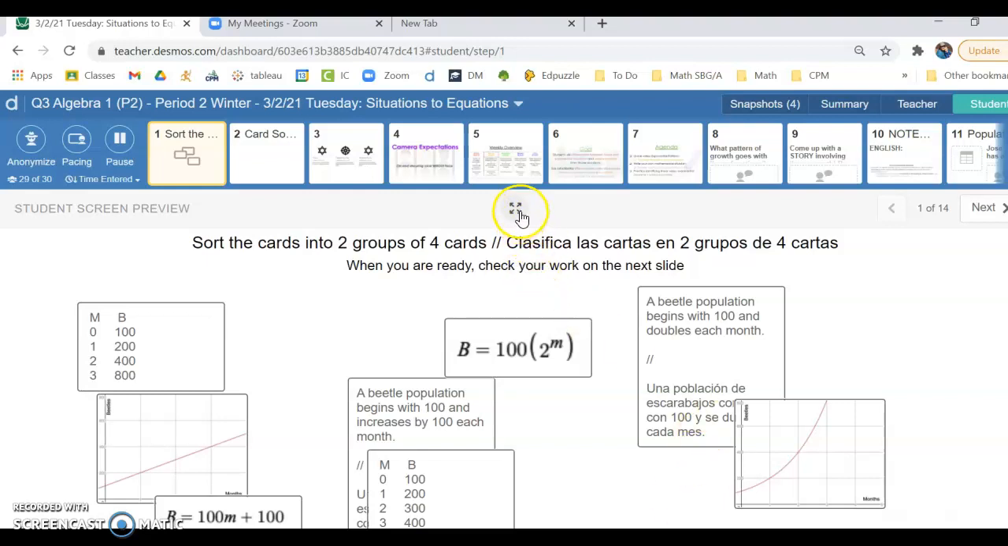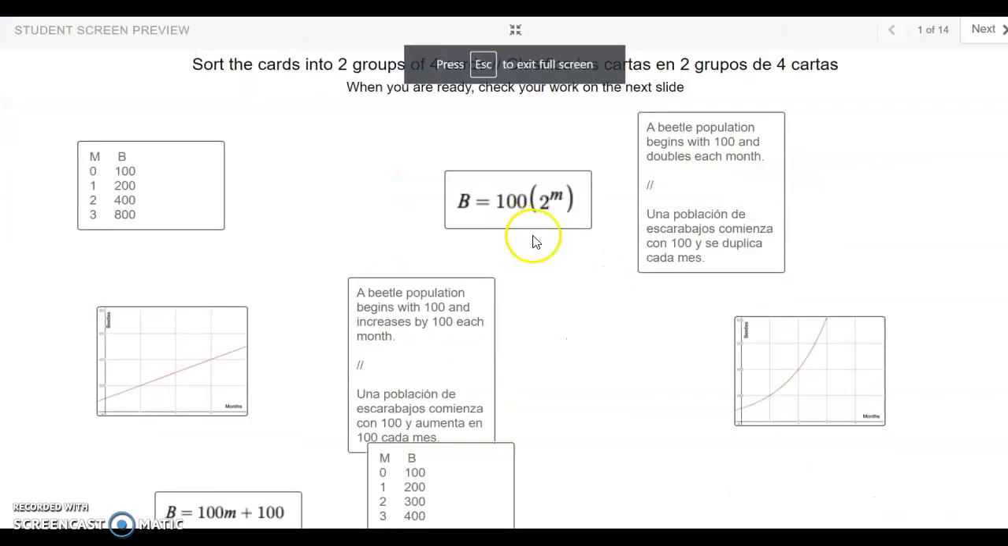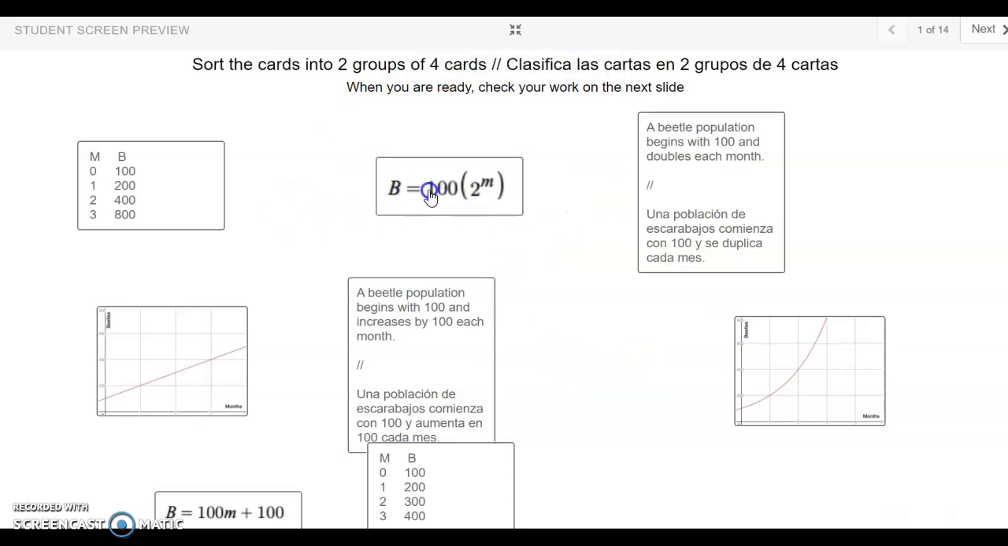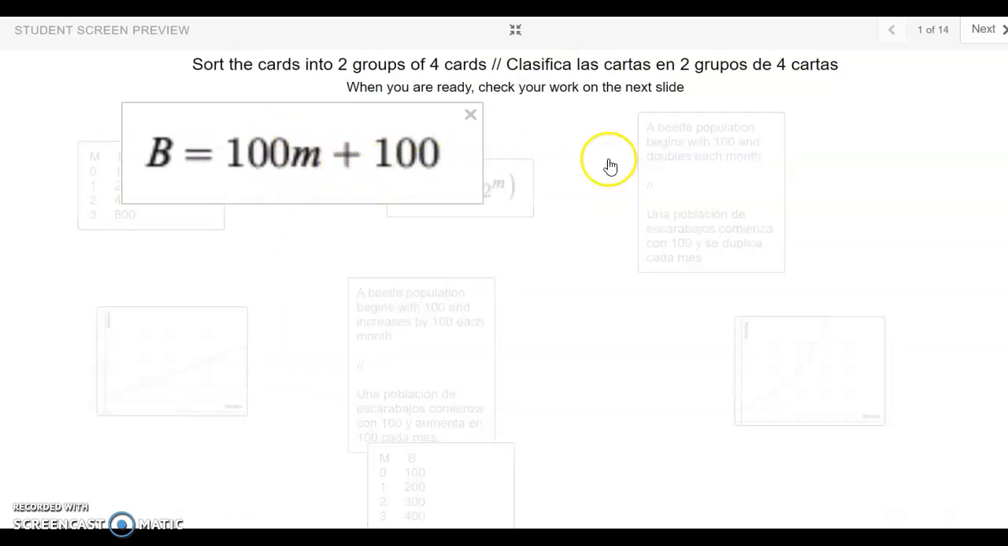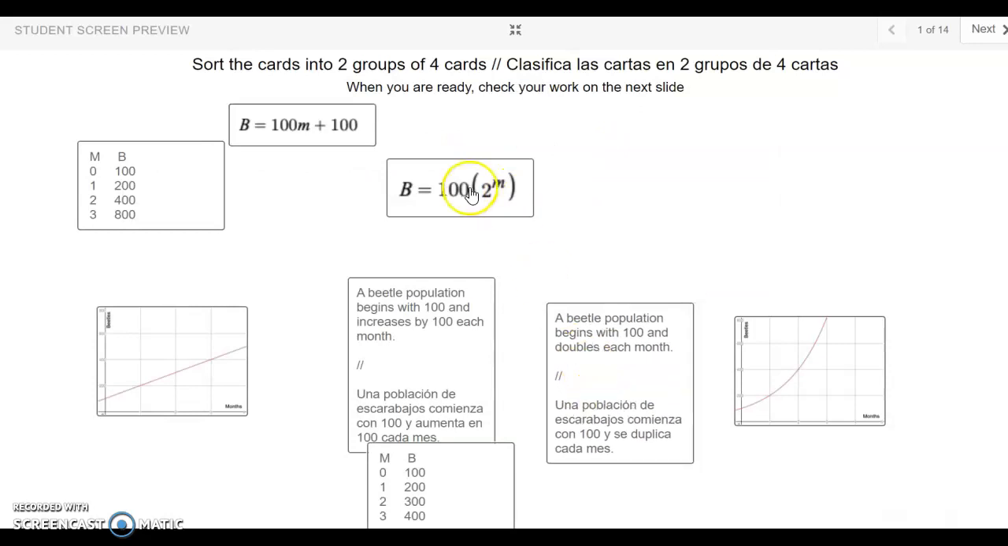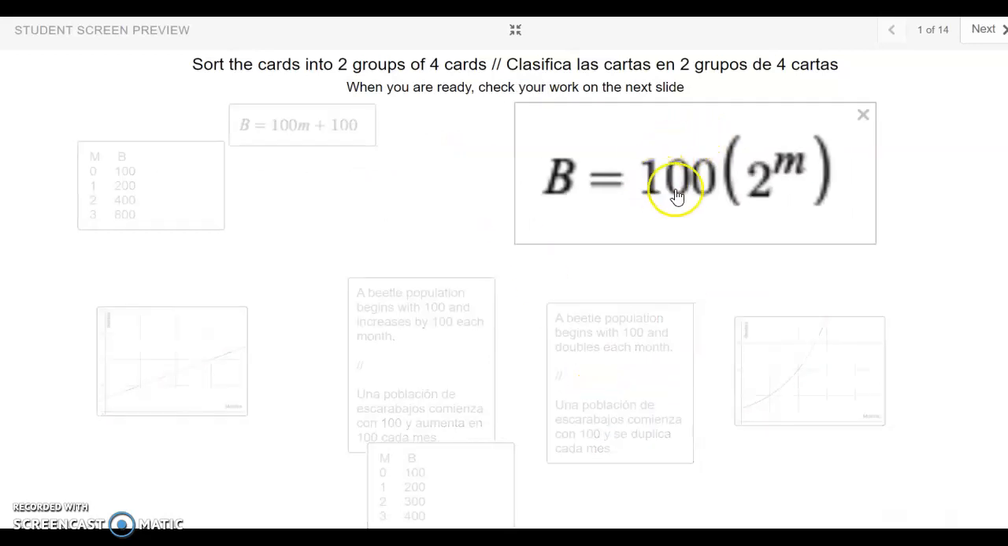Today we're taking a look at our lesson from Tuesday, March 2nd, and we're starting out with the Desmos slide sort. So take a look. There are two different things here, right? There's a linear equation right here, 100m plus 100, and there's an exponential equation, b equals 100 times 2 to the m power.